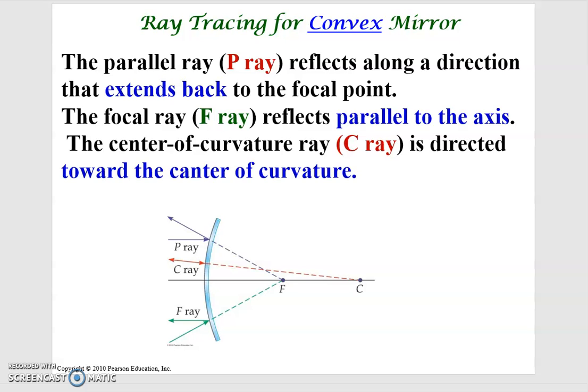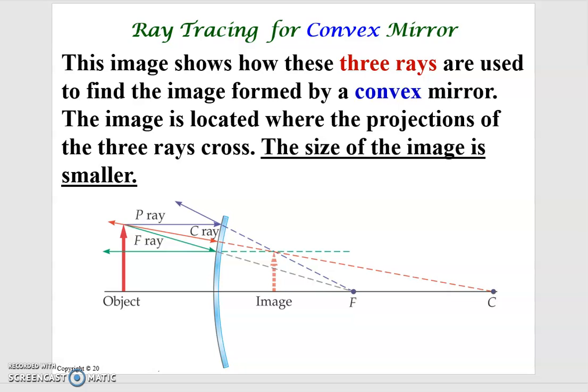So once again, when you try to draw the image formed by the concave and convex, you need to use the property of these three rays very carefully. So now let me give you the examples for convex. When you try to form an image for the convex, you can use the three rays I just defined to show you how the image was formed. So let's try to do it step by step.